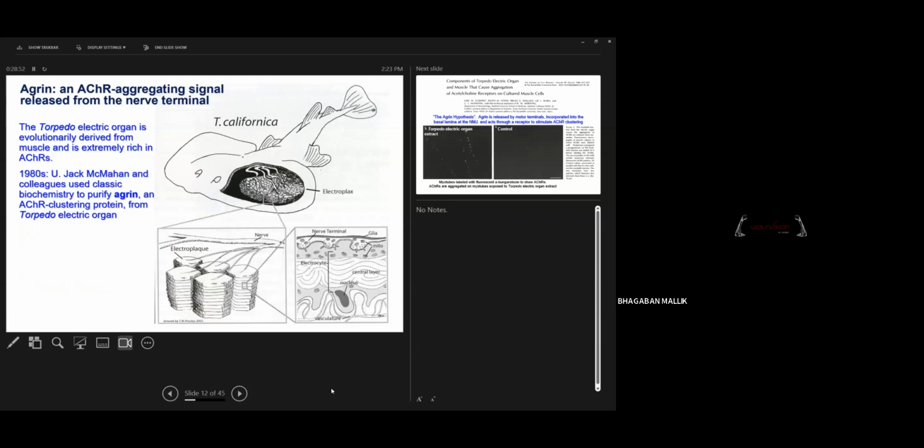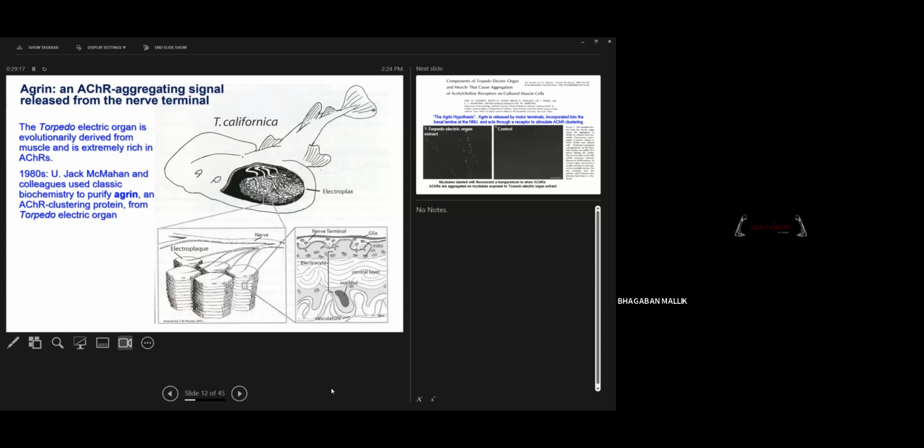So then the next question is how these acetylcholine receptors are clustered. We are saying that when you get this nerve, you have clustering of the acetylcholine receptor in the postsynaptic cells. You get around 10,000 receptors per square micrometer. But how is this happening? What is the model, or what is the signal?